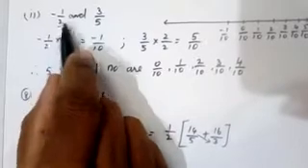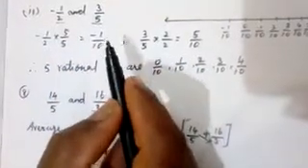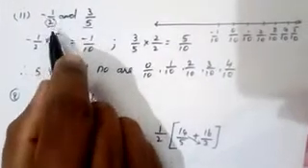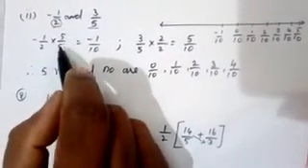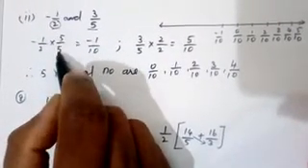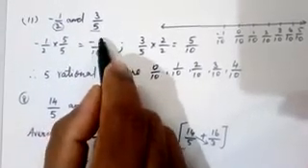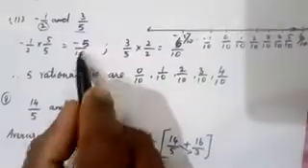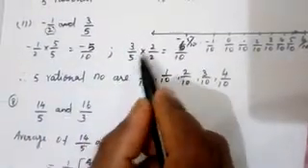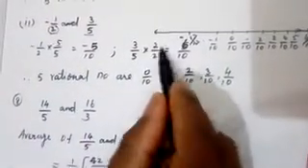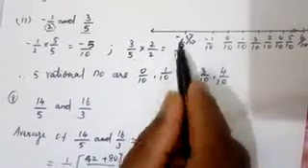Here the denominators are 2 and 5. I make it a denominator of 10. To get the denominator 10 for the first, multiply by 5, so both numerator and denominator are multiplied by 5. So minus 1 into 5, minus 5 by 10. Next, 3 by 5 into 2 by 2: 3 2s are 6, 5 2s are 10, so 6 by 10.